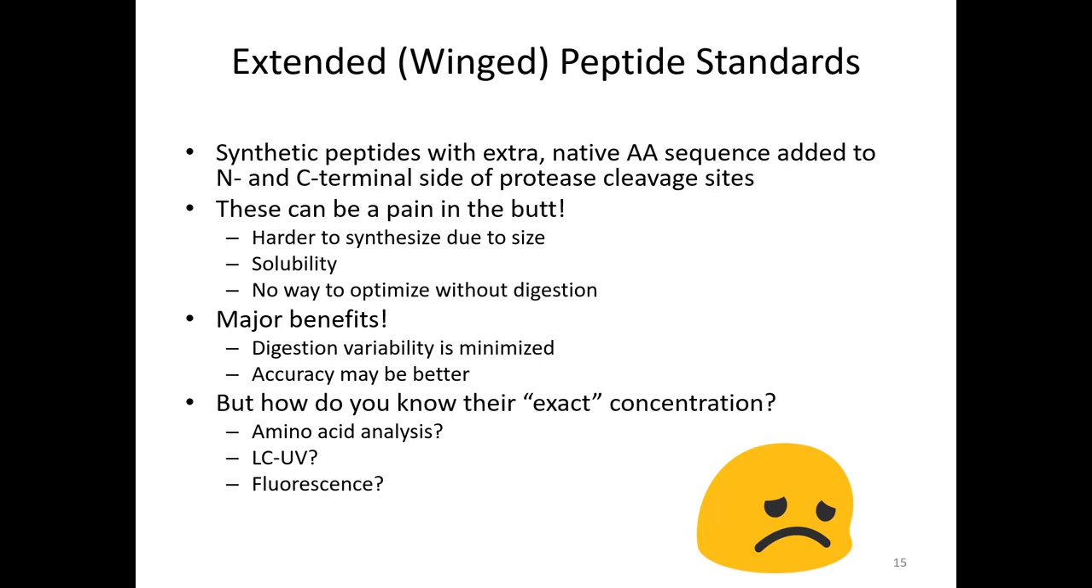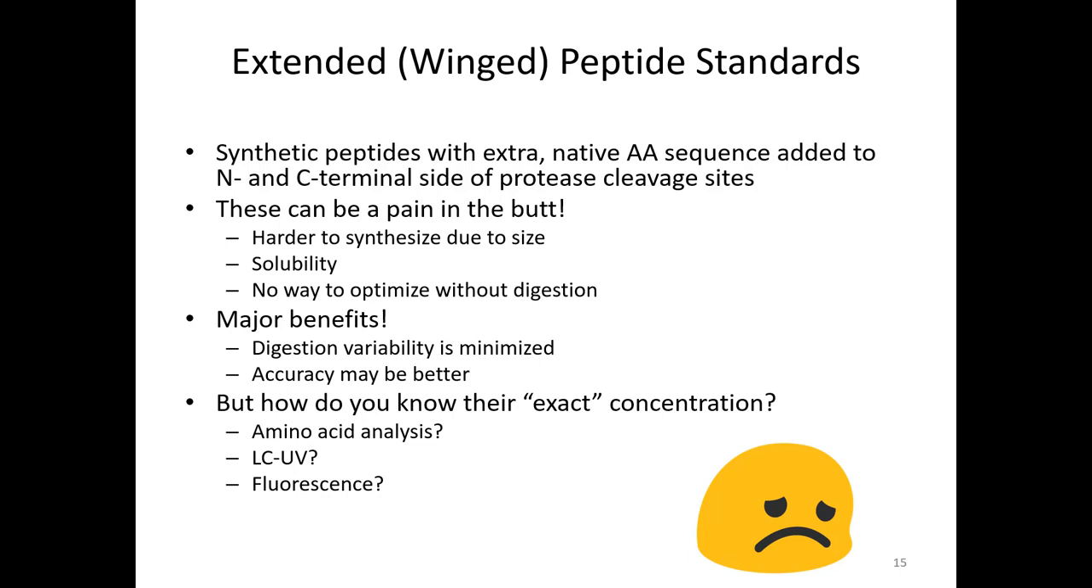So the problem is the tryptic peptides that we use are of a certain size, and now you add amino acids onto either end and they quickly become bigger because you're always adding one to each side, so that's 2, 4, 6, 8 amino acids. This makes them harder to synthesize, and then their solubility can get in the way. And you can't take what the synthesis company has given you and get precursor and product ions of what you want until you digest it.